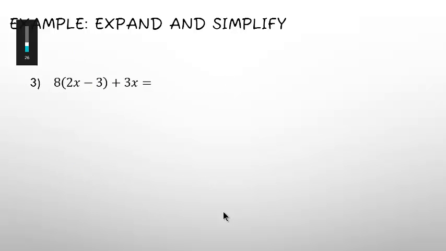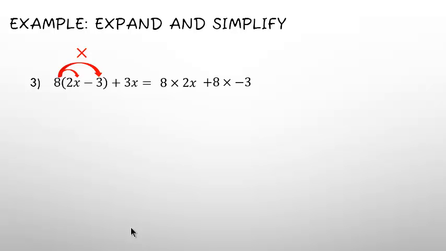Okay, looking at a harder example. I have 8 outside of (2x - 3), then I've got plus 3x. So I need to expand the 8 lots of (2x - 3) in brackets first. So looking at that, I have 8 times 2x, then I have 8 times minus 3. Now when we're going along the expression here, we need to make sure that we don't forget this 3x on the end. So we're going to tag it on the end over here. So we have plus 3x.